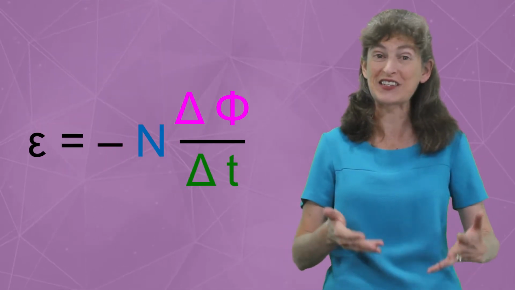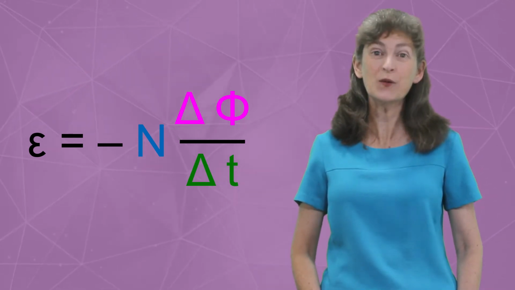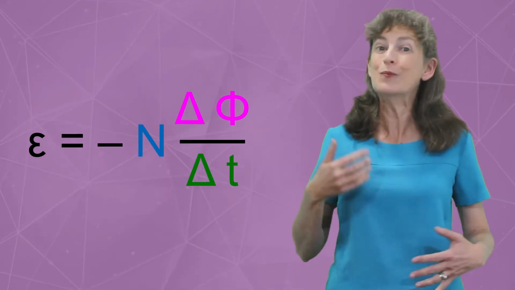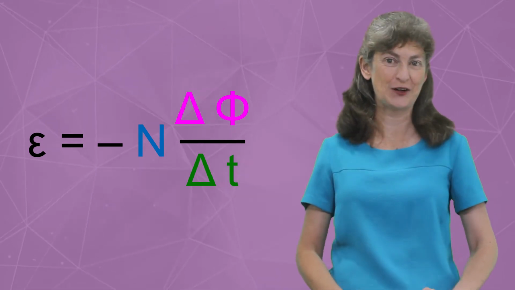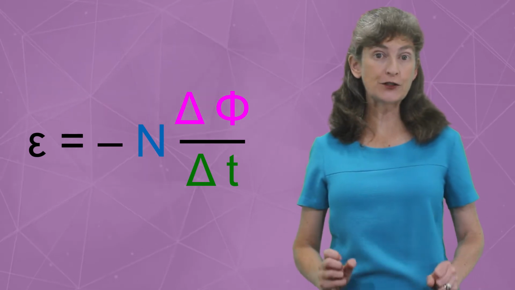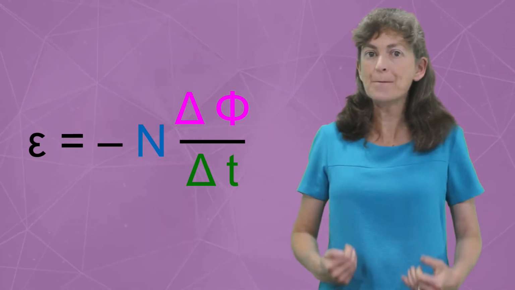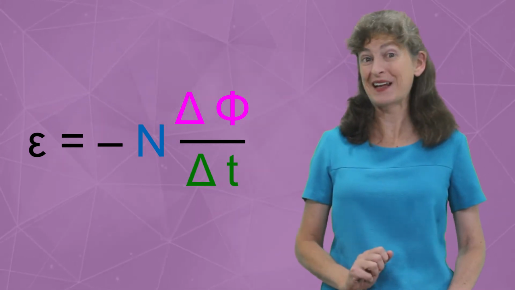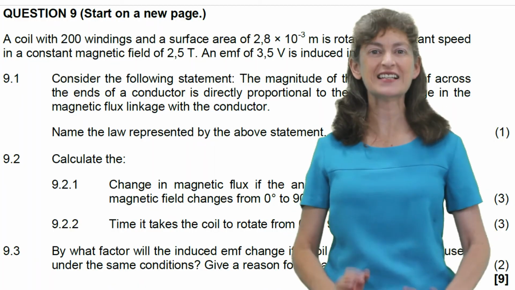And that brings us to this equation. The EMF induced is equal to negative n, which is the number of windings in the coil, multiplied by the rate of change of magnetic flux linkage with a coil. Why negative? This negative refers to direction, an EMF direction such that it opposes the change which induced it. That's something I focus on in another movie. But now, back to this question.